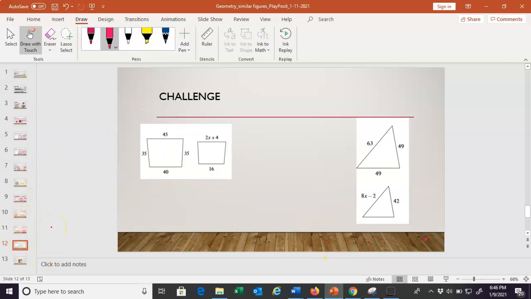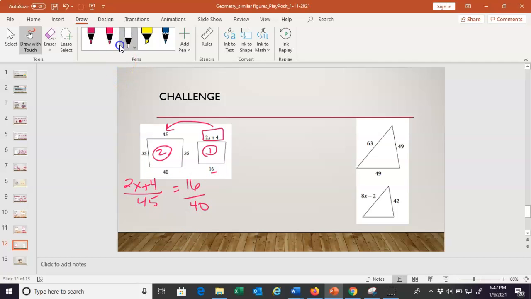All right, 2 more and then we are done. I call this a challenge, but I know that you guys can do it. The only difference here is that instead of having just x, now you have an expression with more than one term, right? We have a 2x plus 4 here, but you're going to solve it the same way. So we're going to do, it's kind of up to you. There's lots of options here. We know we have to include this side because that's the one we're looking for. So 2x plus 4 over 45 equals, we have to use the 16 because there's nothing else on this shape, and that matches with the 40.